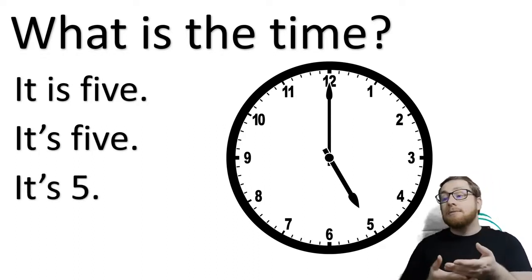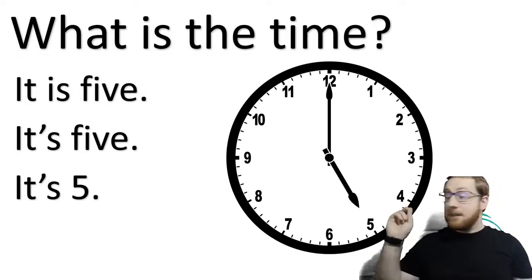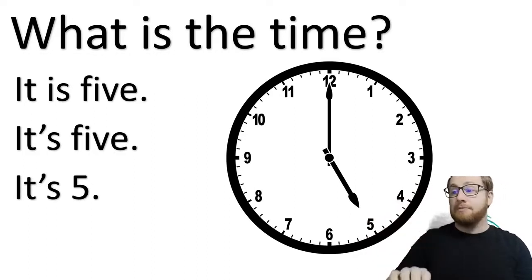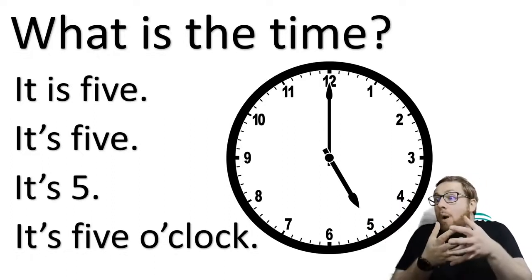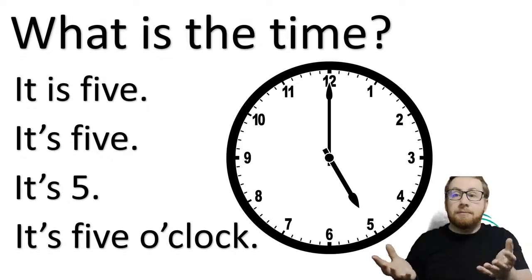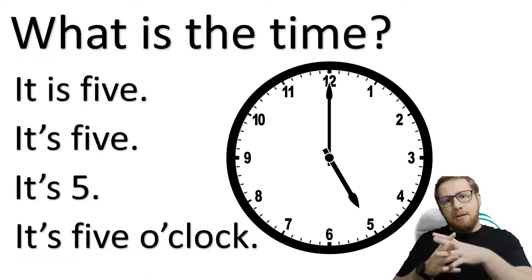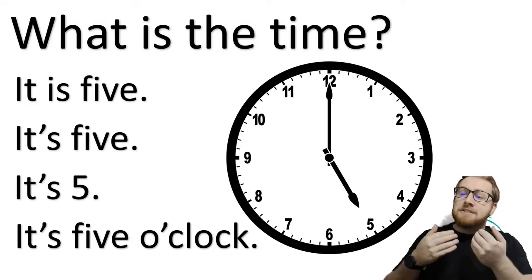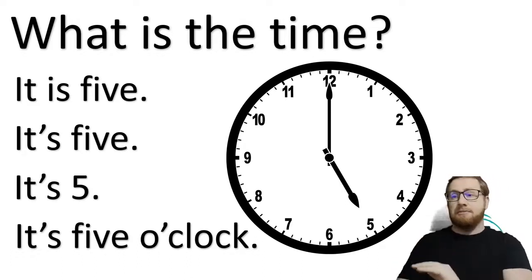If you were writing it, you could use the number 5. It's 5. You can see that on the clock. Our hand is pointing to 5. It's 5 o'clock. This is a long way of saying it. It's 5 o'clock. Perhaps it's a little bit antiquated. Maybe it's a bit old-timey. Maybe older English. But it's 5 o'clock is how you would say on the hour. It's 5.